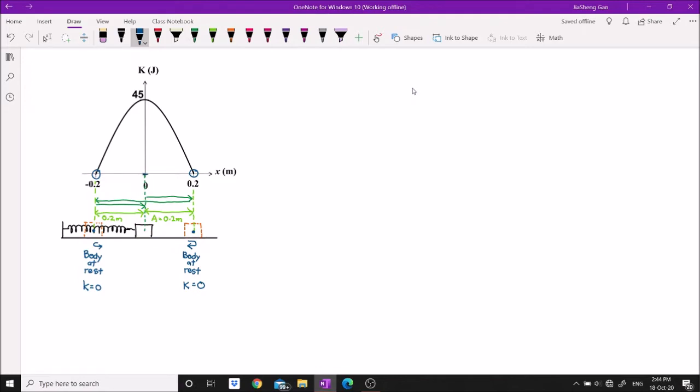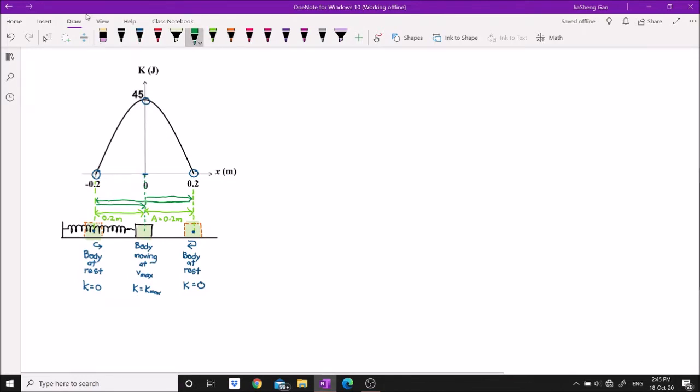So how about in the center, when it's at the equilibrium position? It will be traveling at maximum velocity. If you can't imagine what maximum velocity is, you already have zero velocity here, and zero velocity here, and in the middle of it, you should probably be moving at the maximum velocity. So with that I can write, since the velocity is maximum, my kinetic energy is at maximum as well. That's why you can see here that at the equilibrium position, the kinetic energy is maximum.